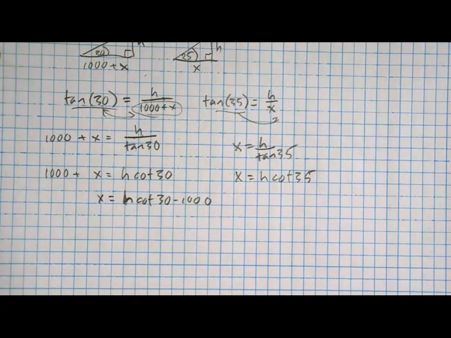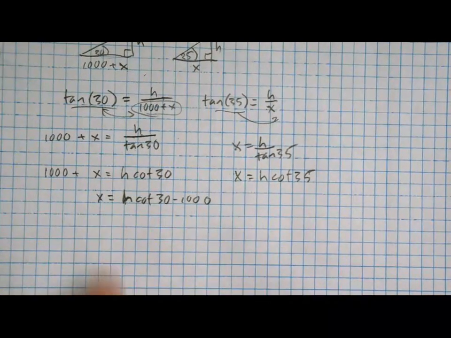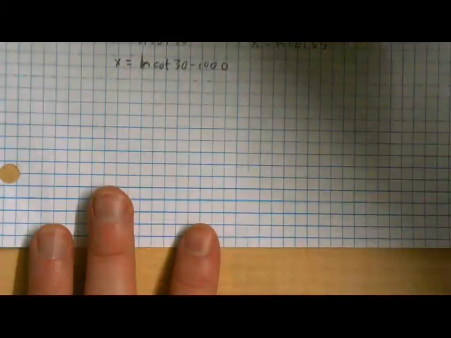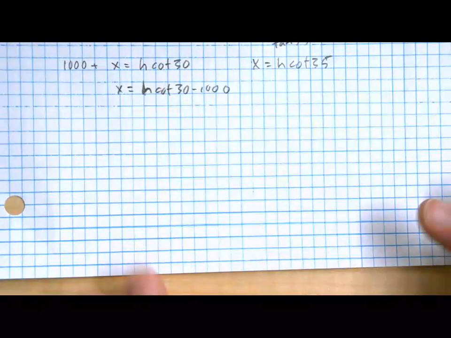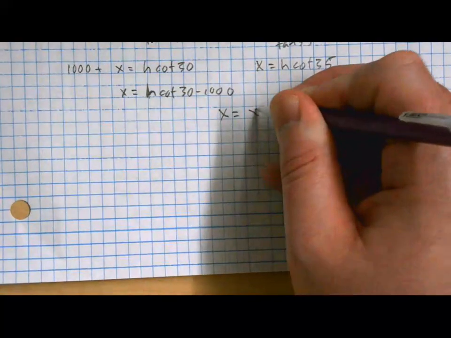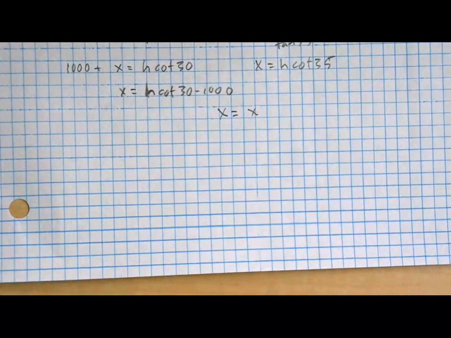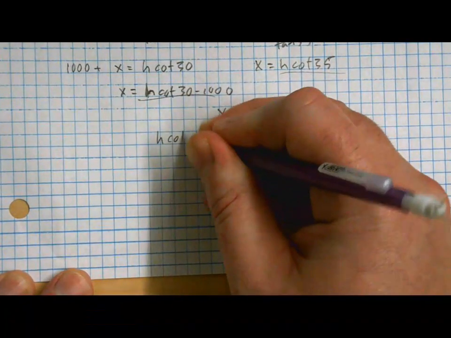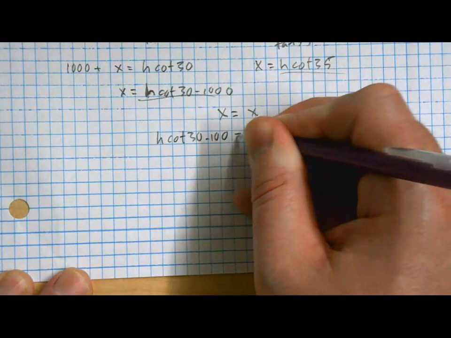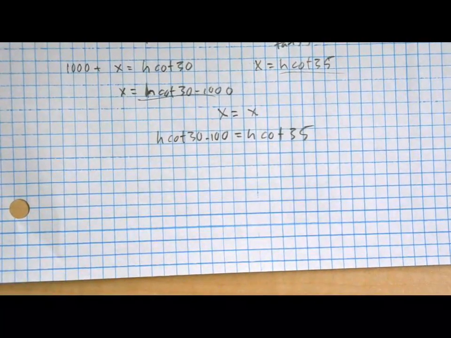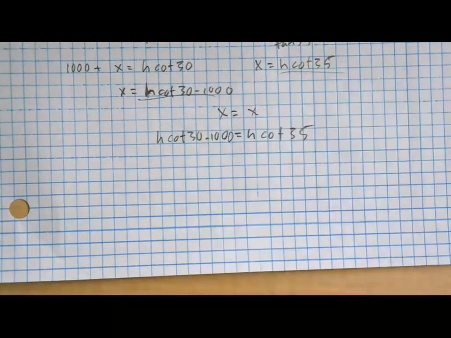So then we can put those two equations together now because they're both x equals equations. This has a new name in our new textbook in Algebra 1. They call this equal values method. But the idea is it's true that x equals x. If that's true, then this thing must equal this thing. So let me write this equation. h cotangent 30 minus 1,000 equals h cotangent 35. It's 1,000. Thank you. Lost a 0.